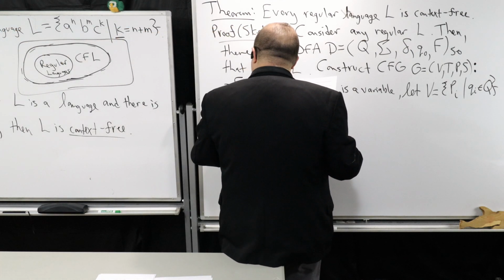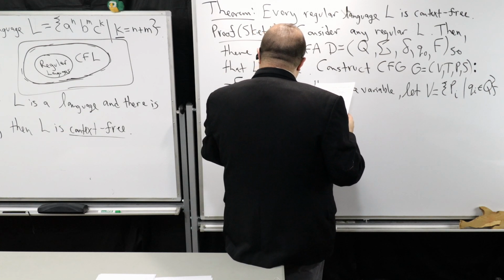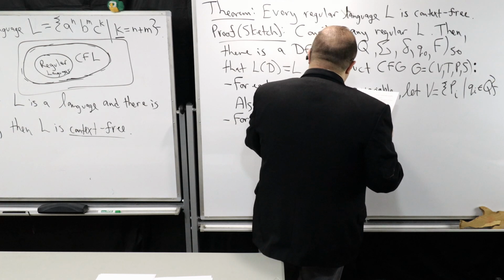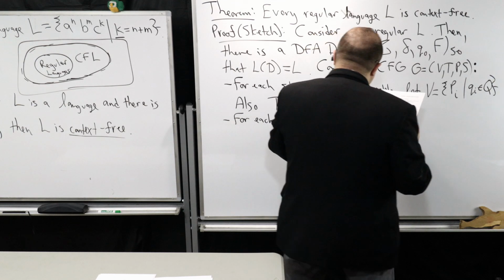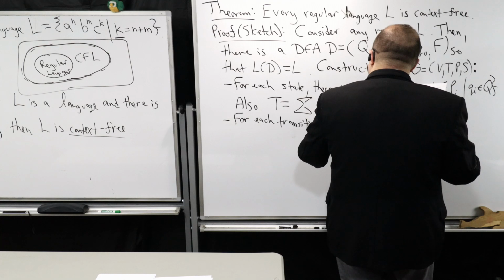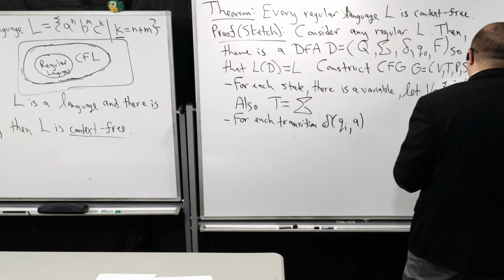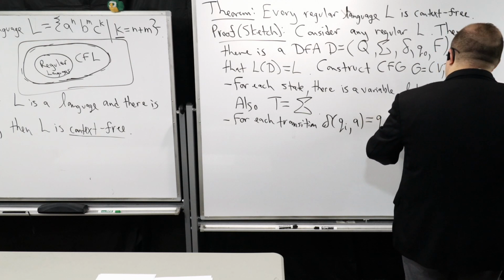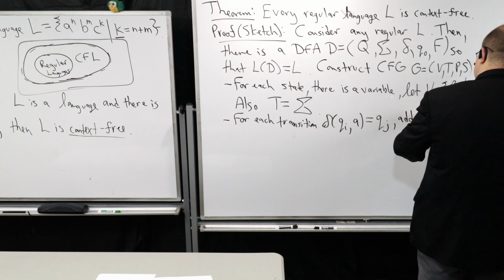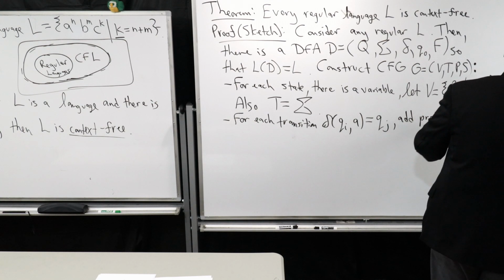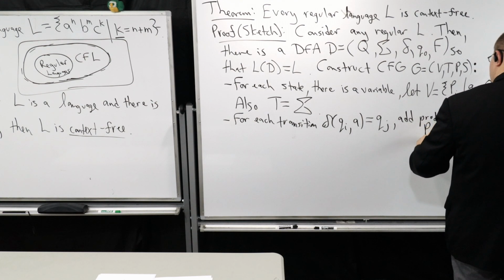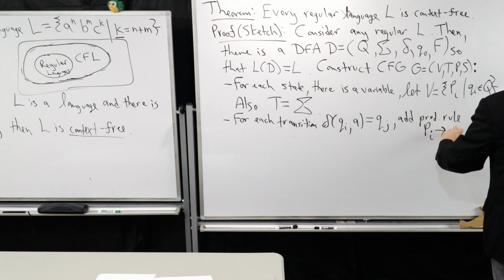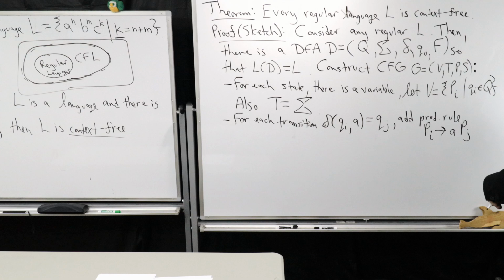Now I need to tell you what to do with each transition. For each transition delta of qi, a, where a is some input symbol, if this equals qj, you're going to add the following production rule. You're going to add Pi, right arrow or production symbol, a Pj.